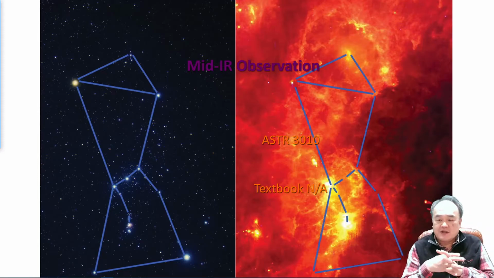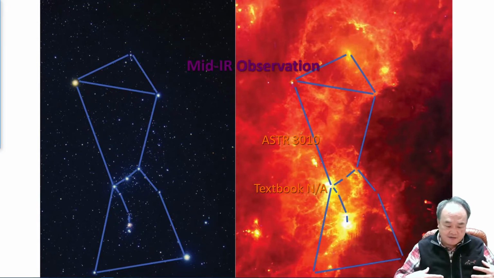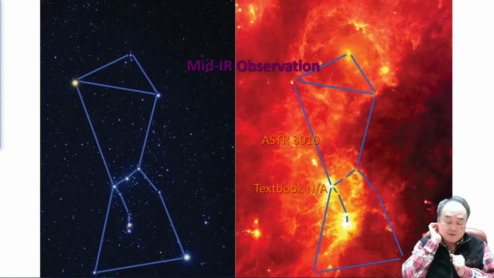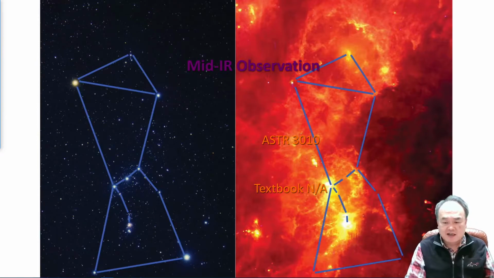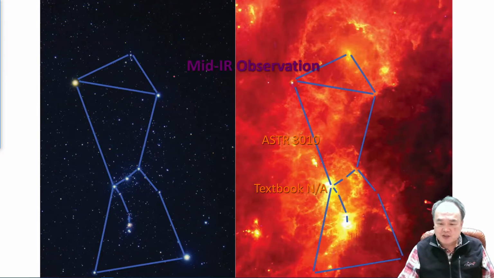Hi, in this short video, we will be learning about mid-infrared observation. Mid-infrared is the wavelength range corresponding to roughly 5 micron to about 30 micron. And considering Wien's displacement law, any object with a temperature of a few hundred degrees Kelvin will radiate brightly in these wavelengths.